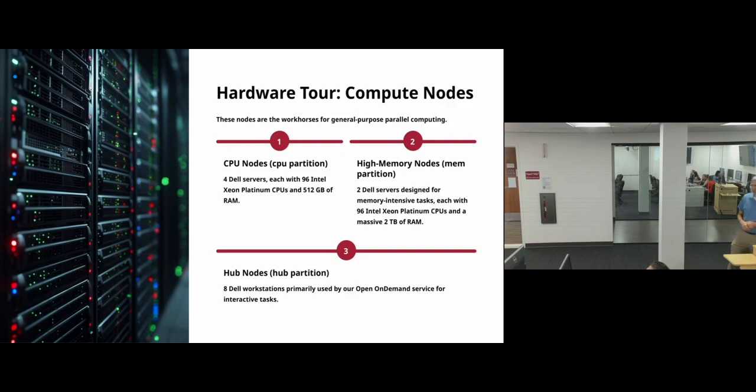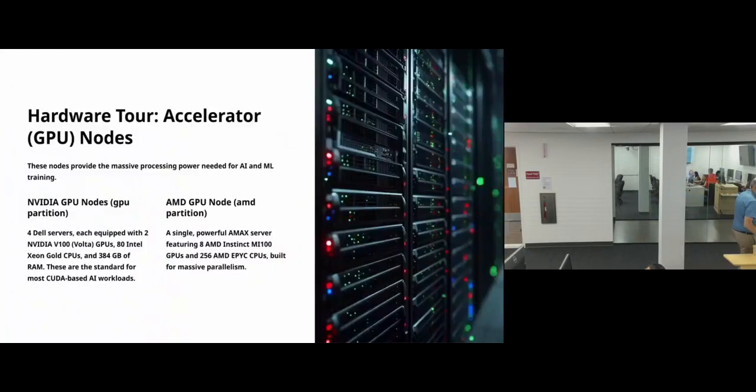And then we have the hub nodes. The hub nodes are actually much less powerful. They're more like desktops than powerful servers. They're Dell workstations. They're primarily used for our Open OnDemand service for interactive tasks, and I'll show you that later. Now, where the major part of the HPC comes from is actually our GPU nodes.